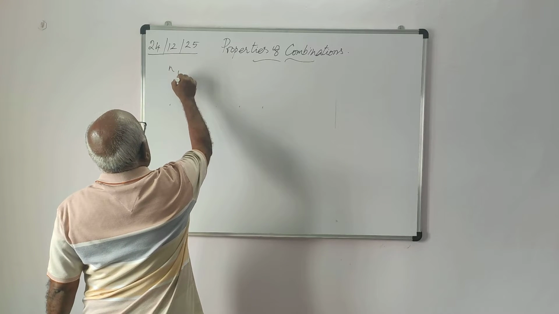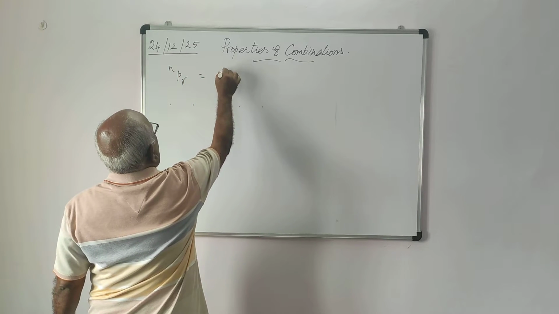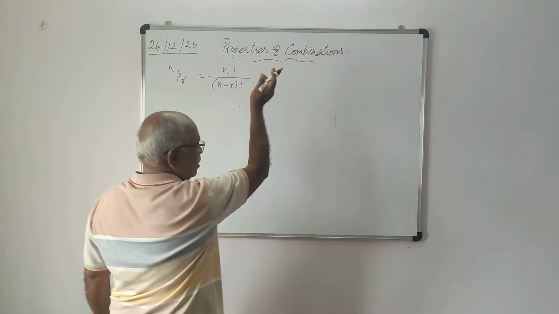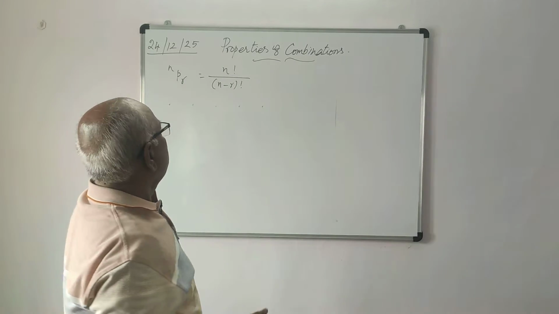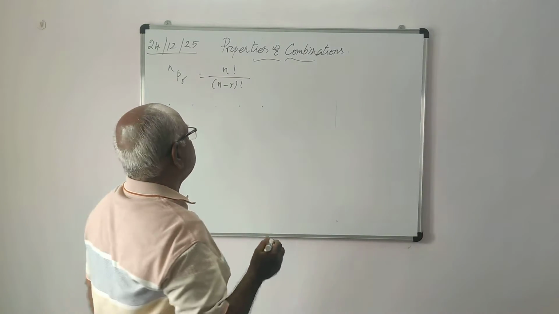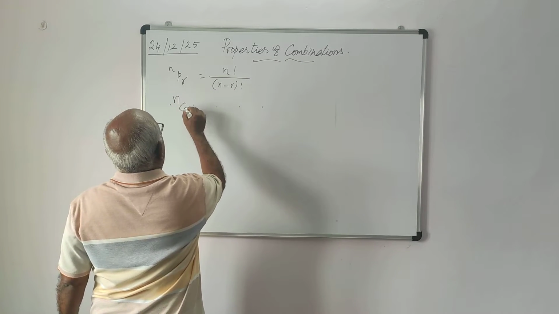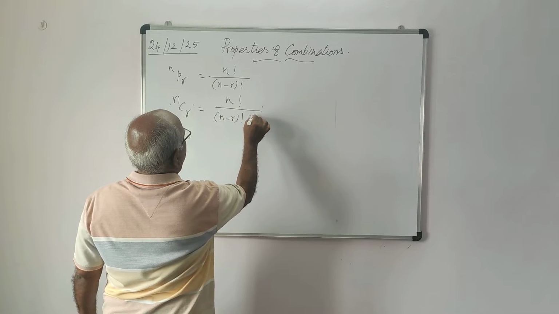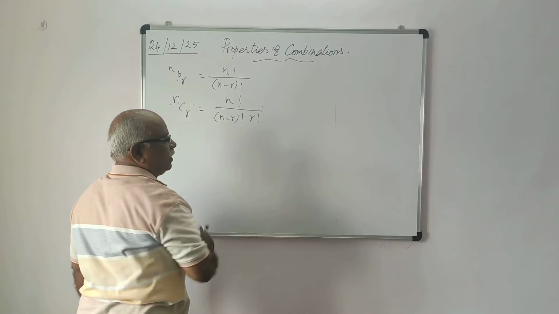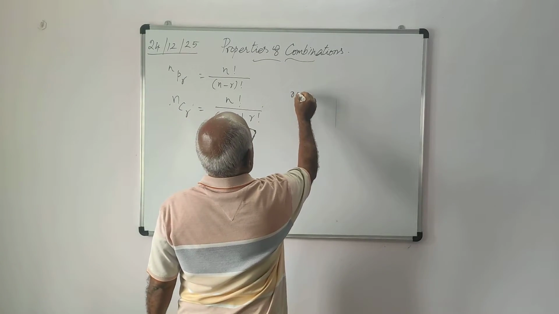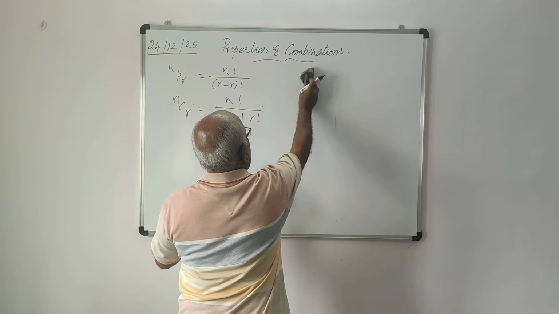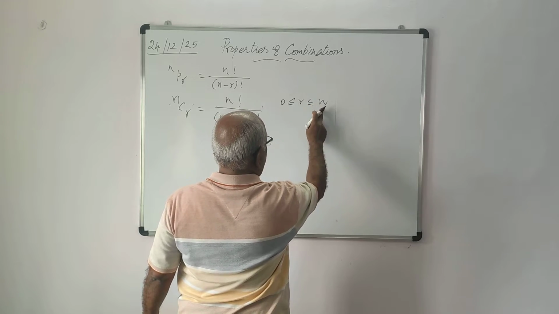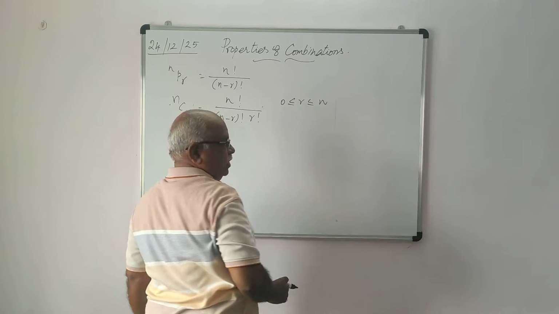We know nPr equals n factorial by (n minus r) factorial, where r is greater than or equal to 0 and less than or equal to n. n and r are positive integers. nCr is equal to n factorial by (n minus r) factorial into r factorial, or r factorial into (n minus r) factorial, whatever it may be. In both cases, 0 is less than or equal to r, which is less than or equal to n.